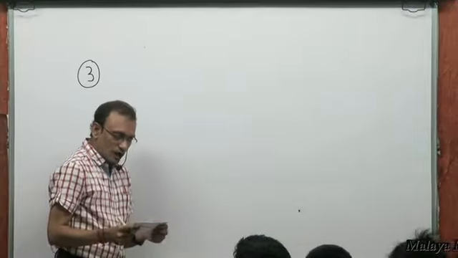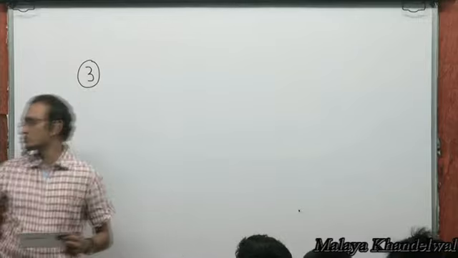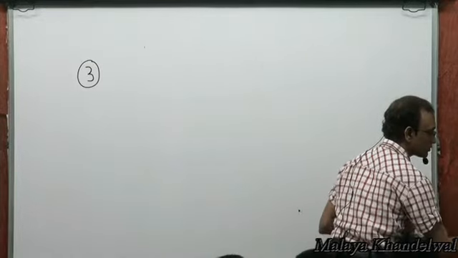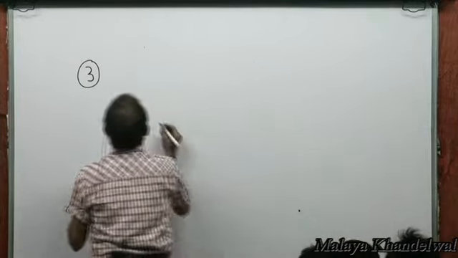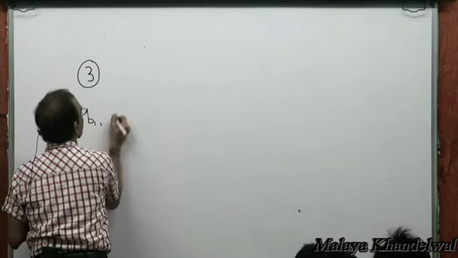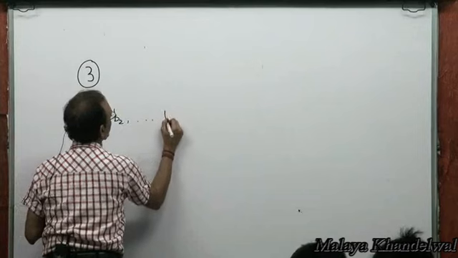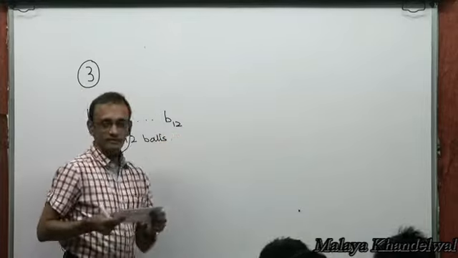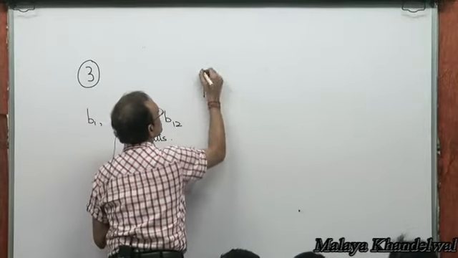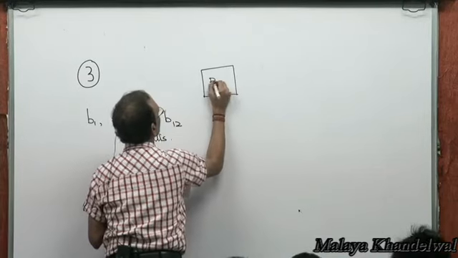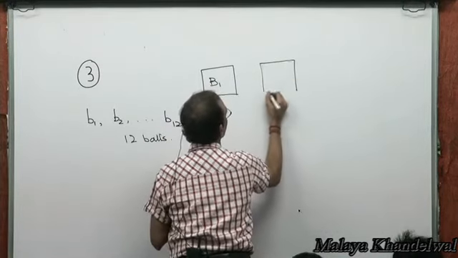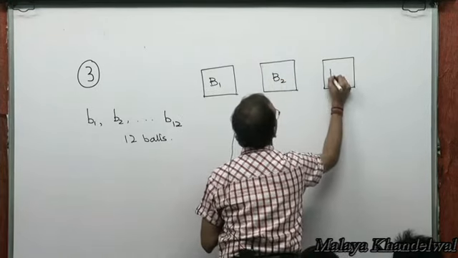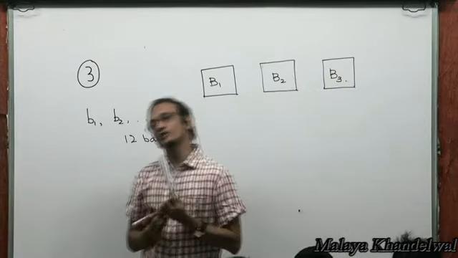Now, 12 balls are distributed at random in 3 boxes. These are the 12 balls. And there are 3 boxes, B1, B2 and B3. These are the 3 boxes. 12 balls and 3 boxes.